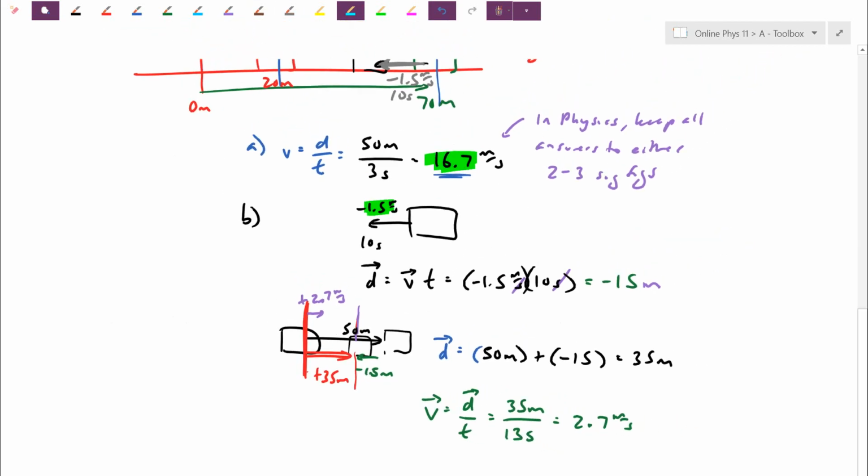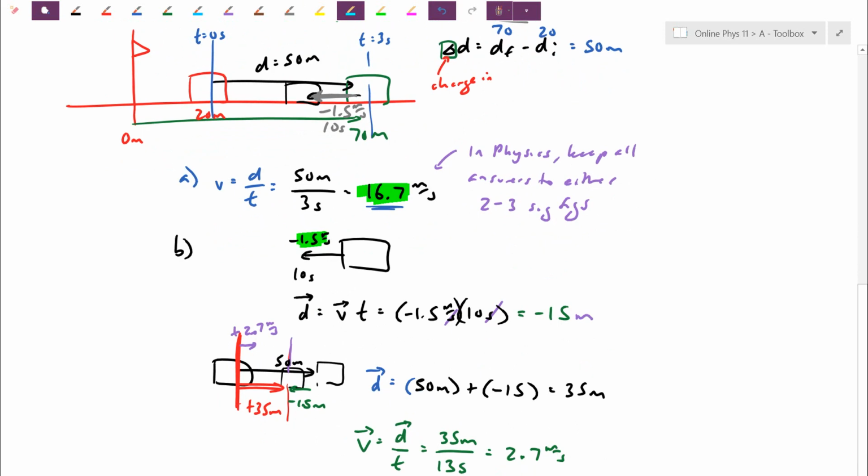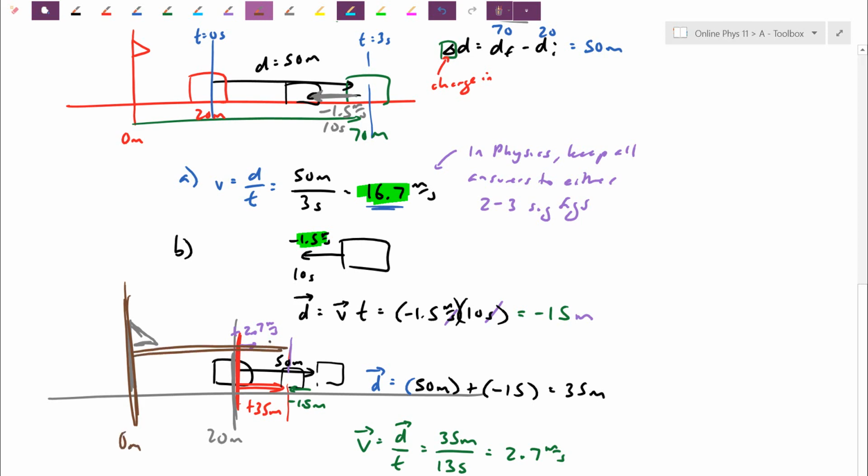Just to make sure that we're keeping track here, the last question says, where does the truck stop relative to the starting line? Remember, the flag was back here. The truck didn't actually start off at 0. The truck was already at 20. So all we need to do is, relative to the starting line, this is my true 0. How far does the truck stop in front of that 0?